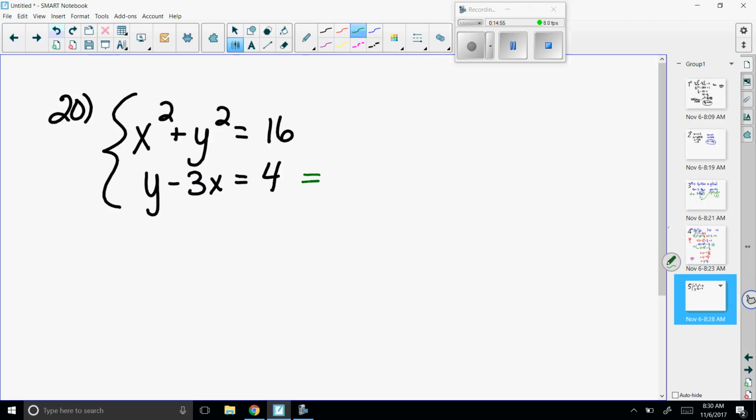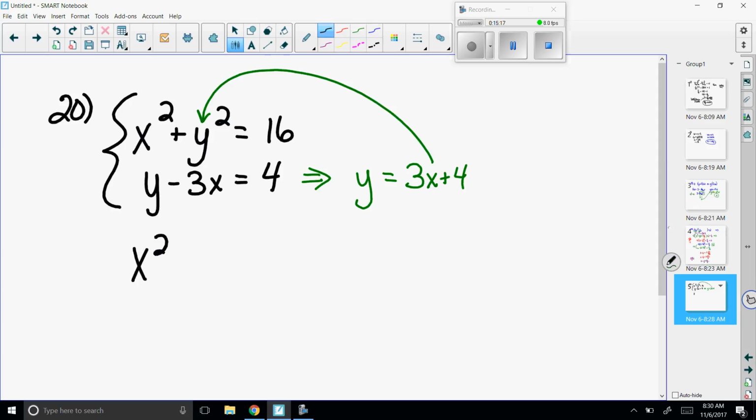So I'm going to take the bottom equation and solve for y probably, so I don't have fractions. So you get y is equal to 3x plus 4. So I'm going to take the top equation now, because what I want to do is substitute. So I'm going to substitute that in place of y. So we're going to have x squared plus y, which is 3x plus 4, squared, equals 16.